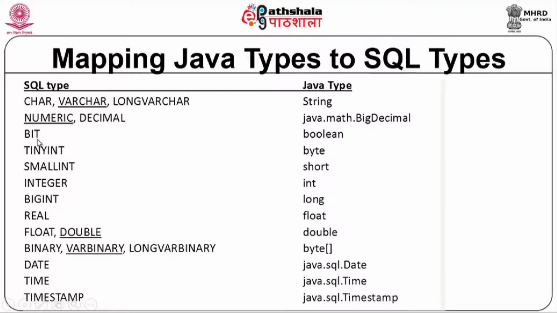If the SQL type is bit, then it is mapped to boolean in Java, and similarly you can see tiny integer is mapped to byte, small int is mapped to short in Java, integer is mapped to int in Java, and big int is mapped to long. Then you can see date is mapped to java.sql.Date, time is mapped to java.sql.Time, and timestamp is mapped to java.sql.Timestamp. So, you need to know how these SQL types are mapped to Java types.